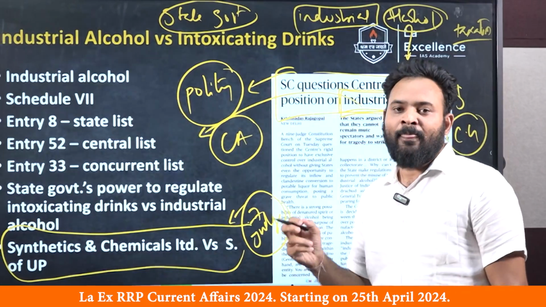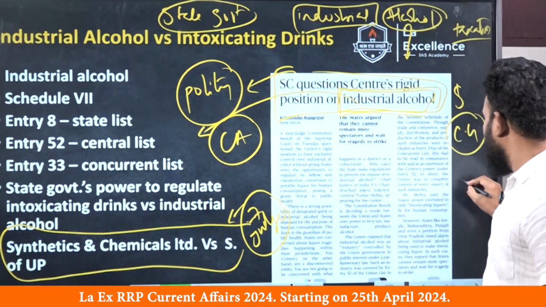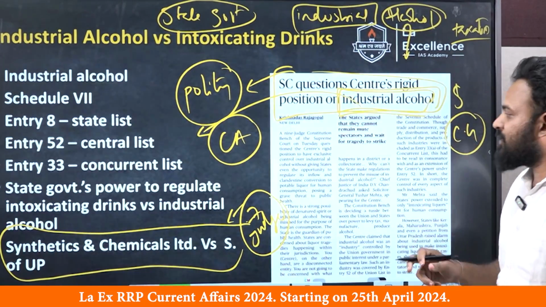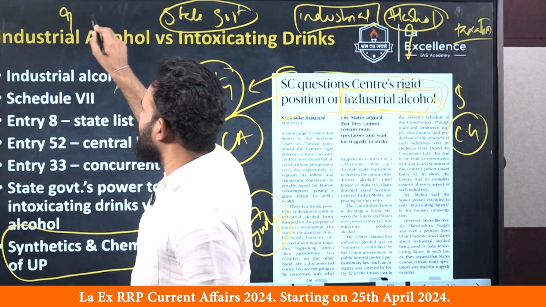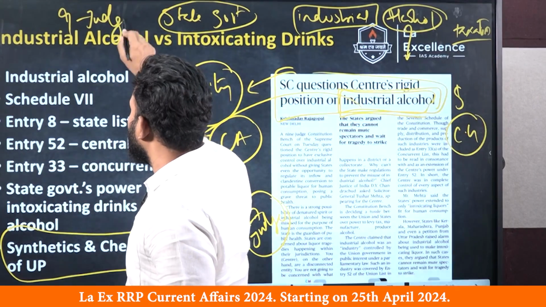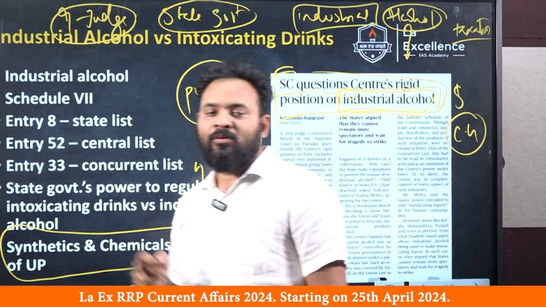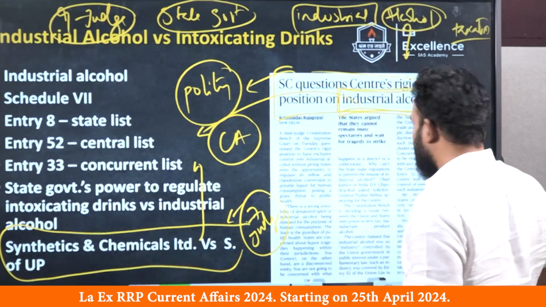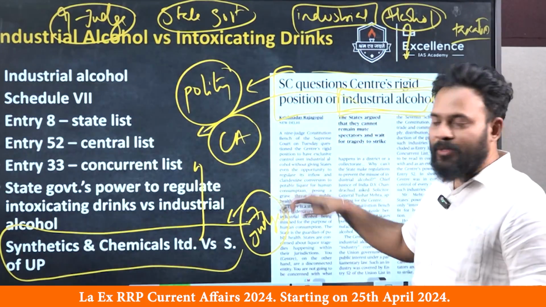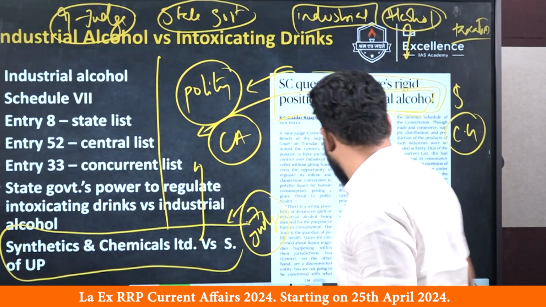UP government oka regulation తీసుకొచ్చింది. దానిలో it has imposed some 10% taxation. So ఆ కేస్ కంటిన్యూషన్ లో ఇప్పుడు ఈ కేస్ 9 జడ్జ్ బెంచ్ చూస్తుంది whether to give the state governments the control on industrial alcohol. So let's see asalu deenlo polity issues emunnai ane chuddam. So these are the basic polity issues.